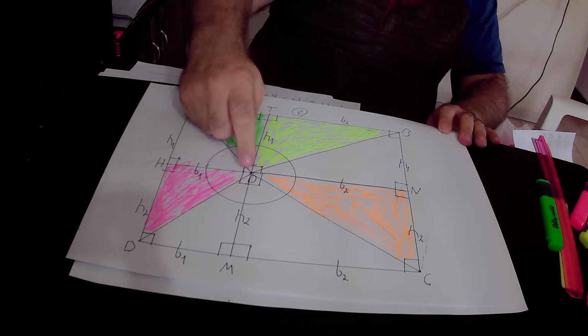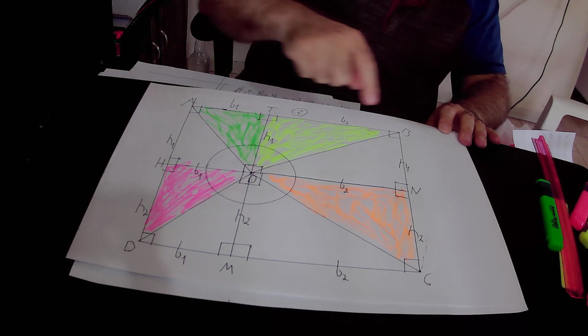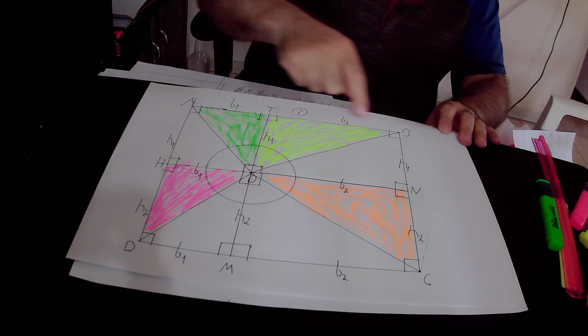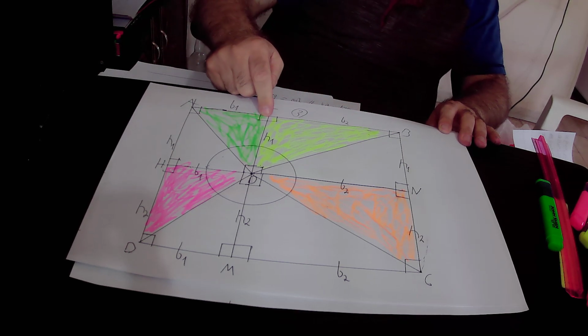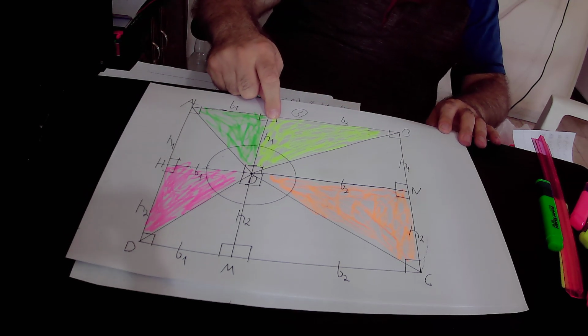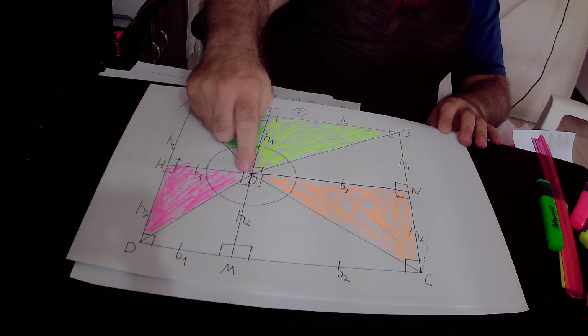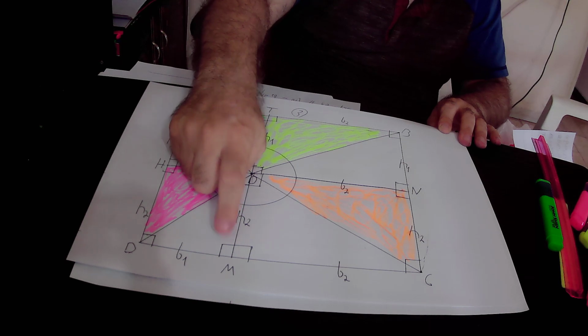Then from point O, we go perpendicular on AB. Again, from point O, we go perpendicular on AB. So this angle equals 90 degrees, and this angle also equals 90 degrees according to our construction. Then we extended the perpendicular from point O towards DC.